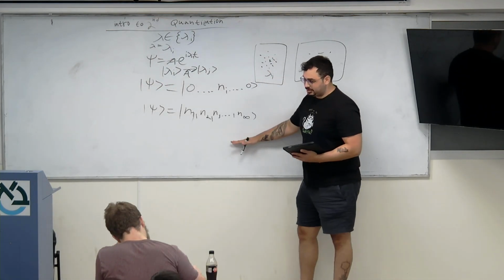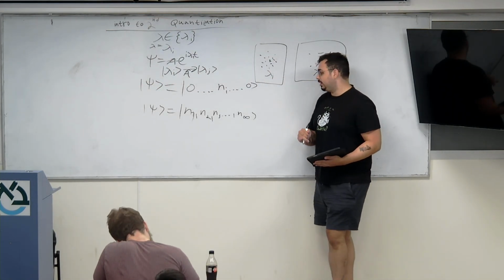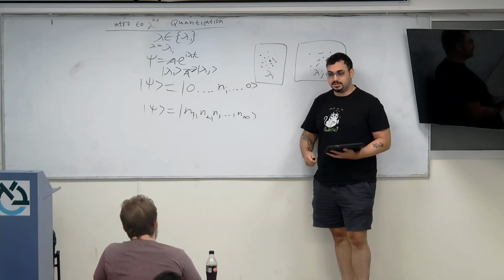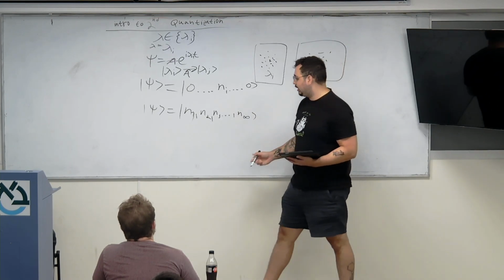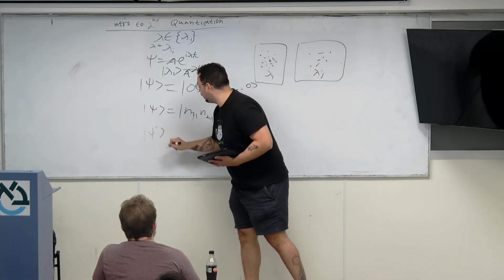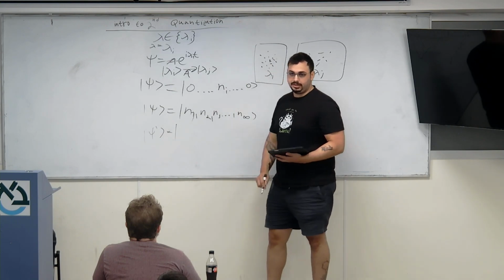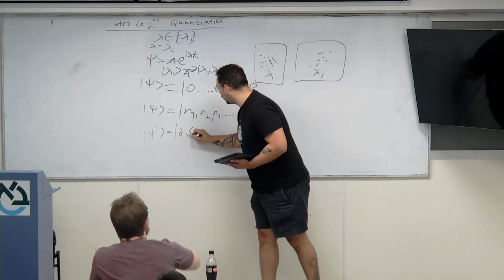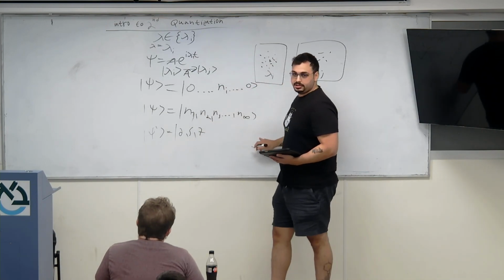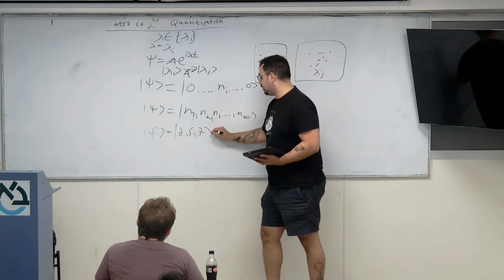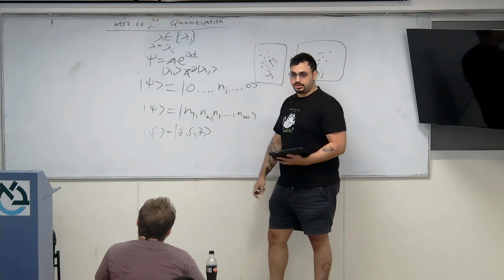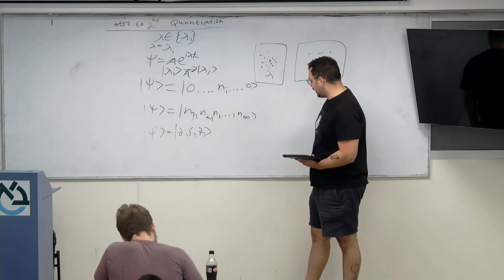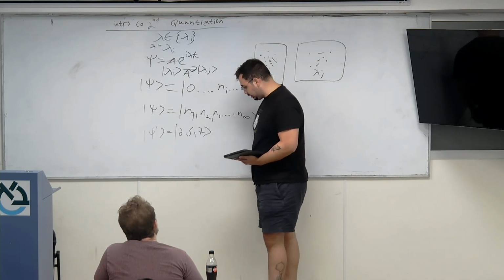So just to make sure everyone understands this, let's say I have 2 particles with energy 1, 5 particles with energy 2, and 7 particles with energy 3. How would this state look like? What do I write? 2, 5, 7. Yeah, 2, 5, 7. I can write all the zeros, but usually we can just simplify it by closing this bracket.